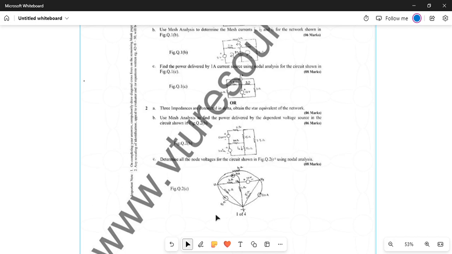Why I'm telling you this is because, see here, for the problems you will use the same methodology for nodal analysis for all the problems.